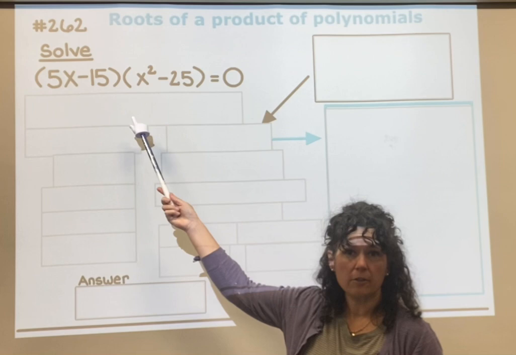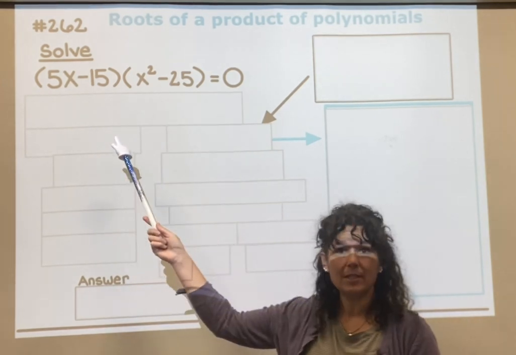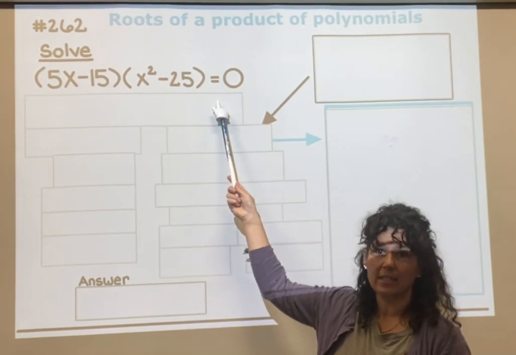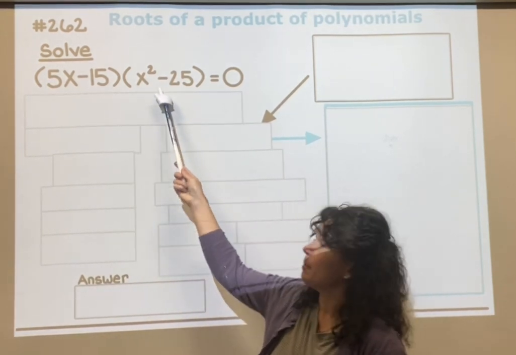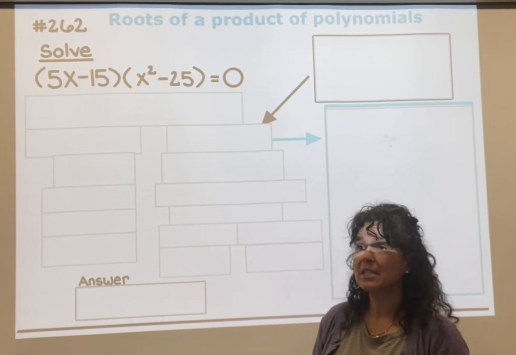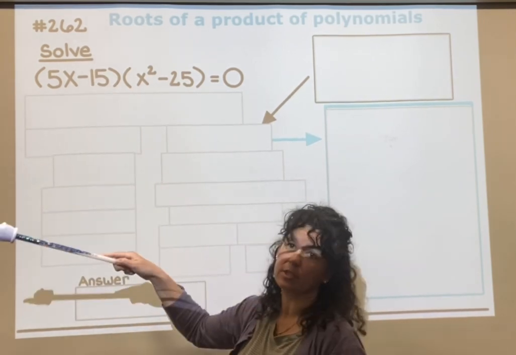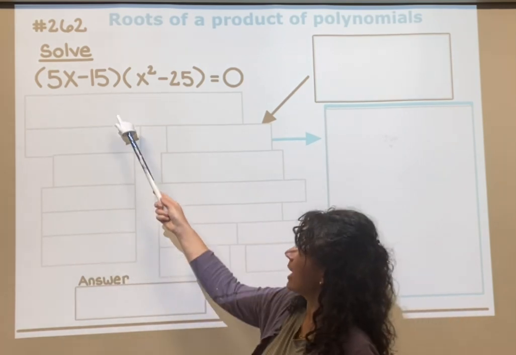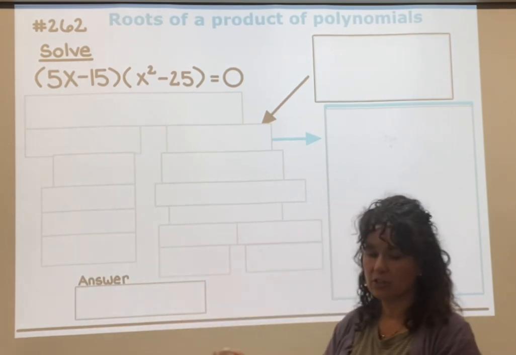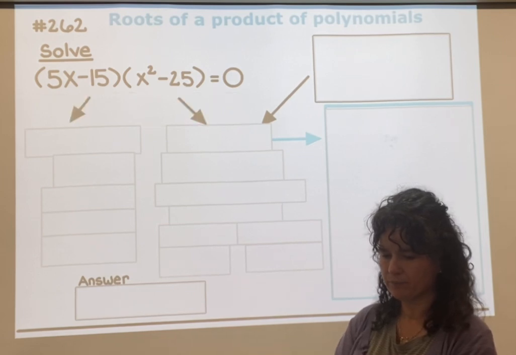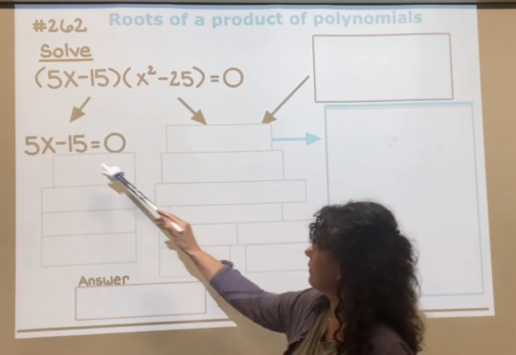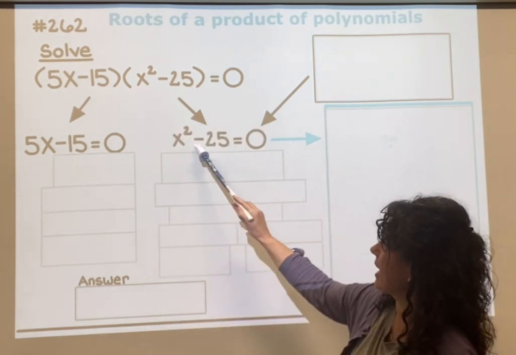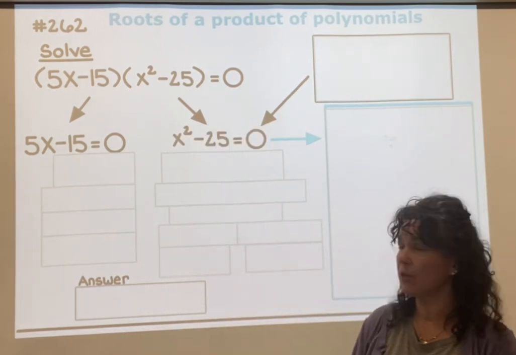To solve this product of polynomials, we're going to use the zero property. If we have two things that multiply together to get 0, then one of them needs to equal 0. So let's find the x that makes this one 0 and any x's that make this one 0. To do that, I'm going to set each of these factors equal to 0. So I have here the 5x minus 15 equals 0, and the x squared minus 25 equals 0.